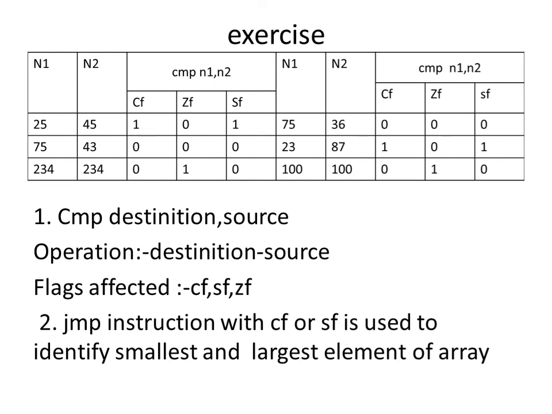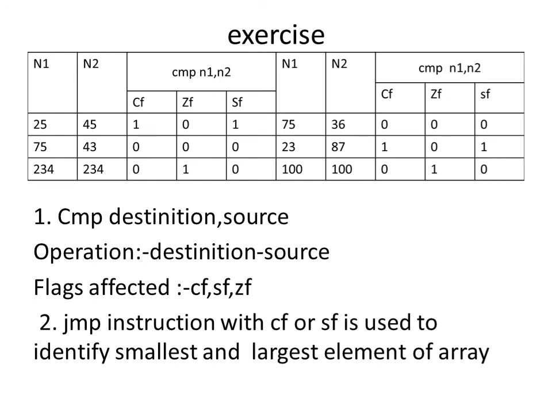For 75 and 36, no flag will be affected because the destination is greater than the source. For 23 and 87, 23 is smaller than 87, so the carry flag and sign flag will be set. For 100 and 100, both are equal, so the zero flag will be set, and the carry flag and sign flag will remain 0.